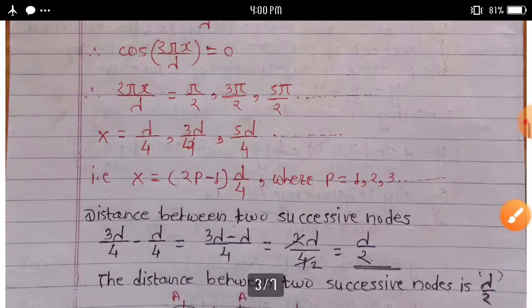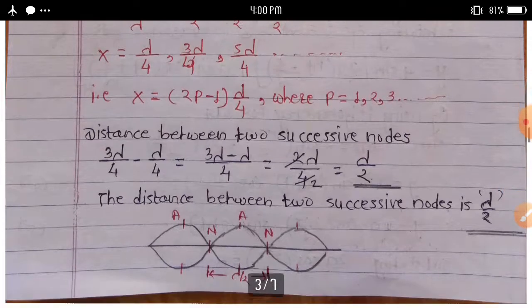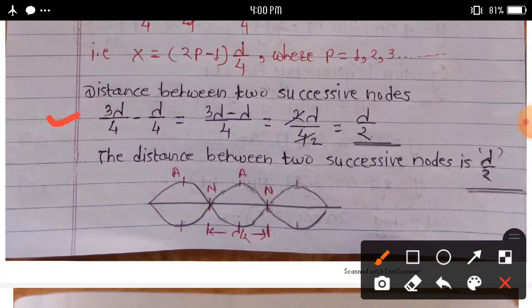Then we can find the distance between two successive nodes. The distance between two successive nodes becomes 3λ/4 minus λ/4, which is (3λ − λ)/4. This becomes 2λ/4. Here the 2 gets cancelled, remaining 2. Here the distance between two successive nodes is λ/2. The distance between two successive nodes we consider is λ/2.